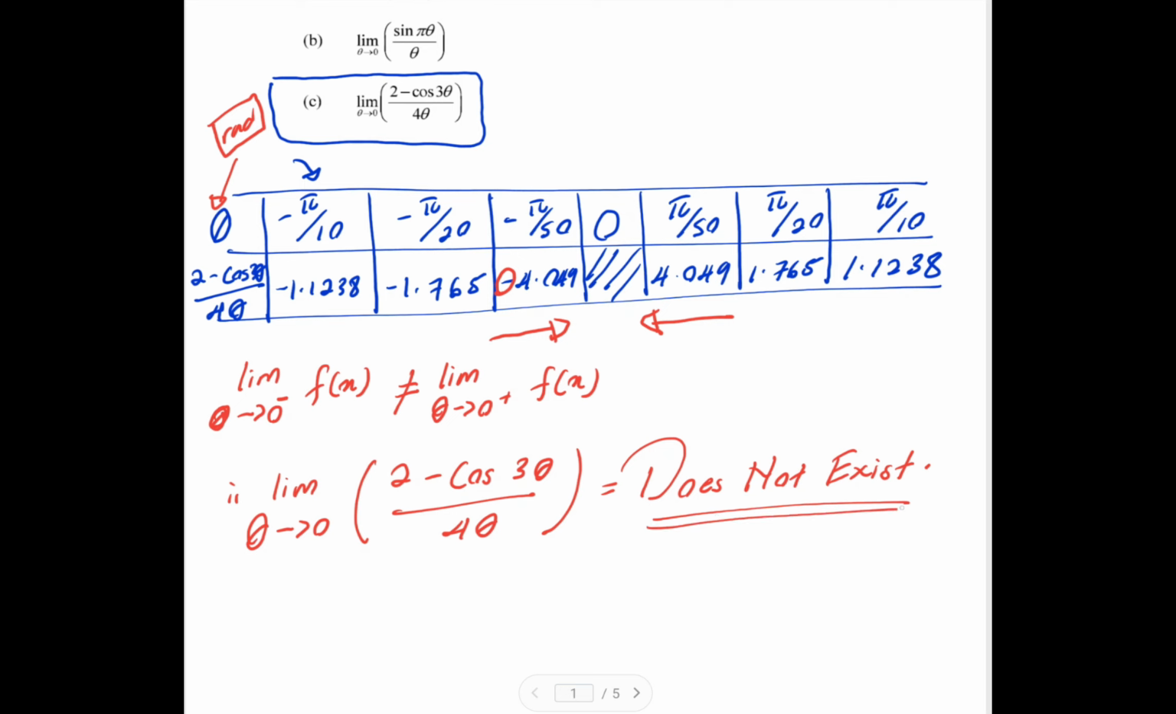So your answer for 1C is does not exist, since the limit from the left is not equal to the limit from the right. We can see that from the left it is negative and from the right it is positive. Therefore, the limit does not exist. So that is the answer for question number 1.